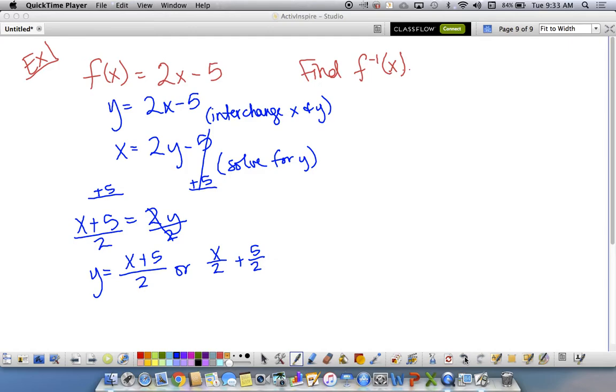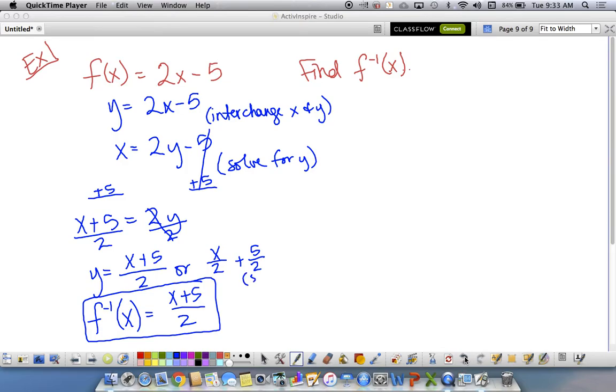Next step. Wait, what's that last and third step? We're going to replace the y with f negative 1 of x. So the inverse of this function is x plus 5 over 2. See, I wrote it one way. It's okay. So, we followed all the steps. So my y step was replace the y with f negative 1. Okay, we followed all three steps. We've solved. We have an equation for the inverse.